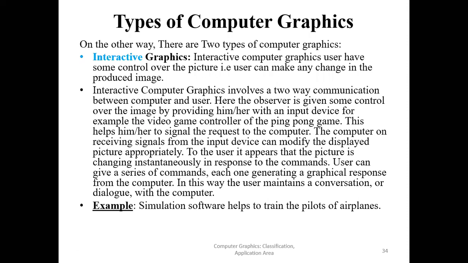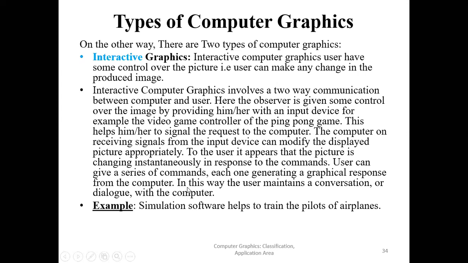Or we can think about this as helping him to signal a request to the computer. And if we talk about any game that you play, for example Candy Crush, this is also interactive graphics. You can actually interact with the graphics that you see on the screen. If you press it, some events occur, it either bursts or you get some points. So this is called interactive graphics. And the picture changes instantaneously in response to the command. So whenever you select a candy in the Candy Crush game, either you get some points or something happens. I didn't play the game, but you get the idea, right? And each one generates a graphical response from the computer.